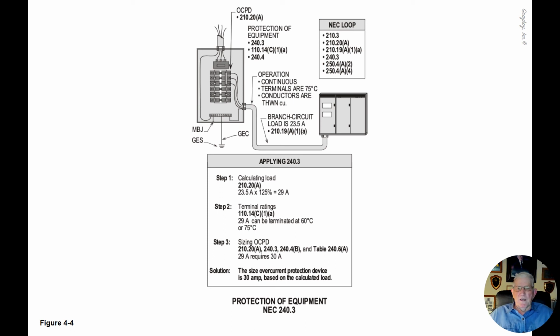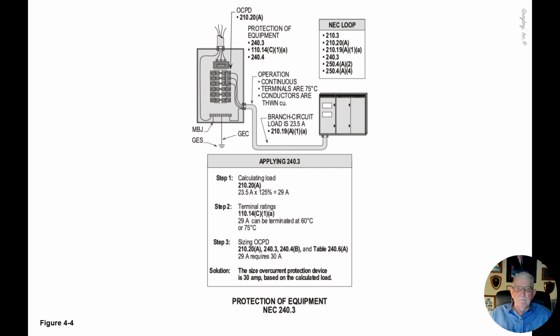So let's do that in the boxed in information with a title head, applying 240.3. First of all, step 1, 210.20(A) requires the 23.5 amps, which is the connected load, to be multiplied by 125% to come up with 29 amps, which is the calculated load.